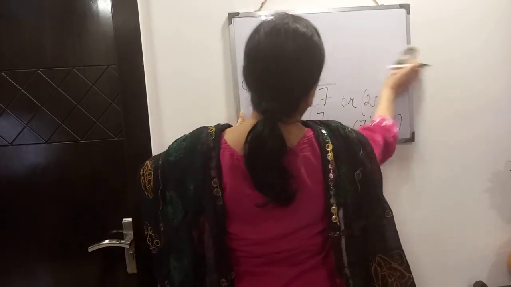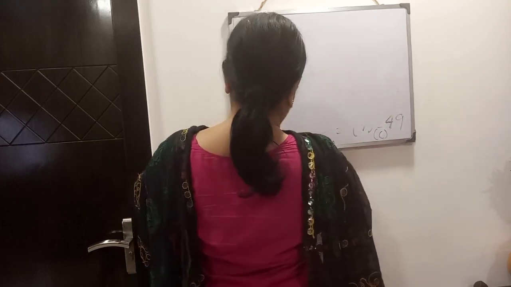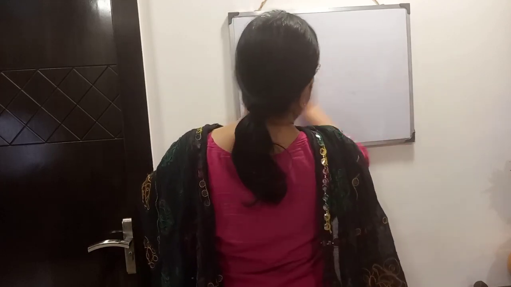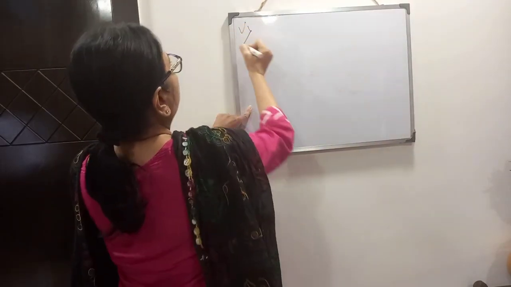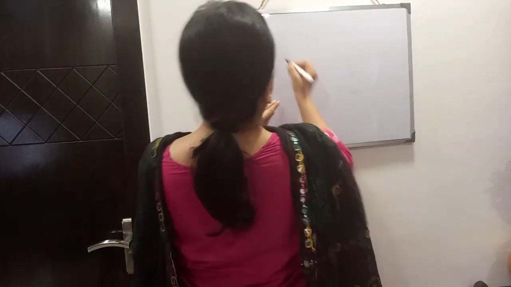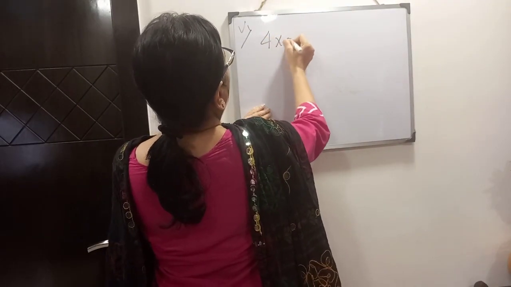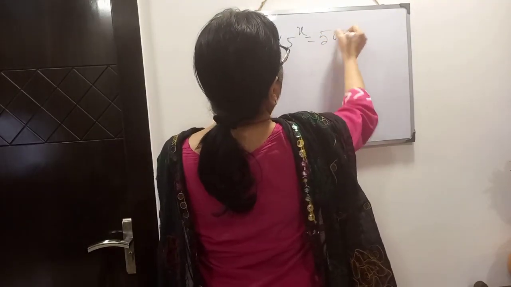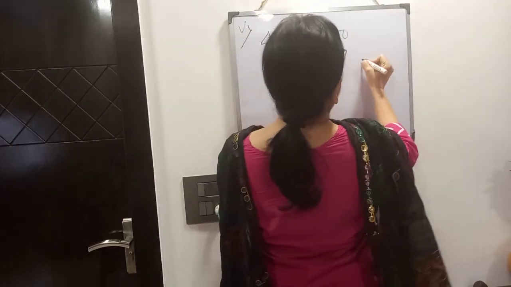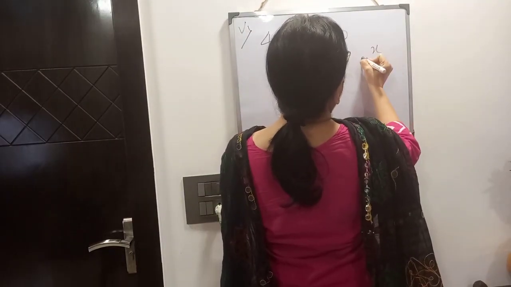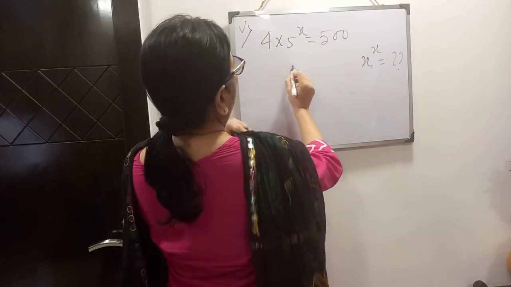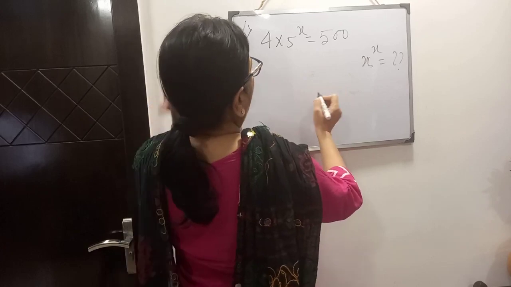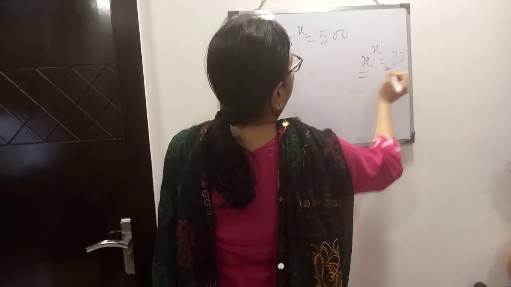Now last one, number 5. Number 5 is also important for the exam. 4 into 5 to the power x is given equals to 500. Clear? Then find the value of this. Most of you miss this one. x to the power x you have to calculate. Only after this you calculate the value of x and you leave it there. But that is the wrong answer. Clear? You have to calculate x to the power x.